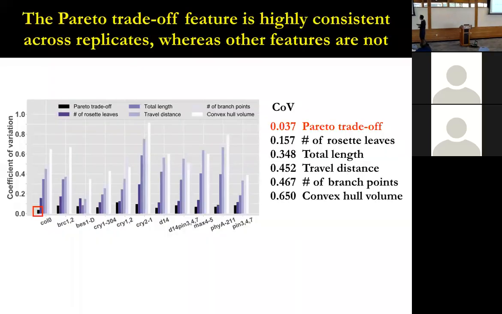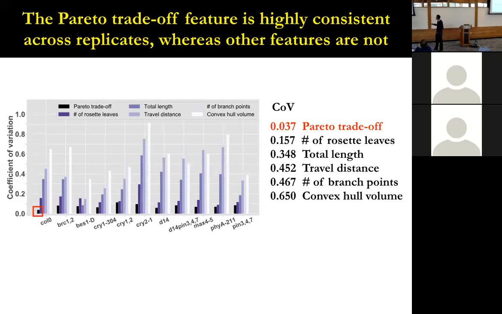Okay, and so here's what we did. On the x-axis here are the 11 mutants and the wild type. On the y-axis here is the coefficient of variation for all the architectures in that genotype. This black one here is our Pareto trade-off feature, telling you how it's balancing between the two objectives. And the other ones here are other features. For example, how many leaves does it have? How many branch points does it have? What is the convex hull volume, and other features?